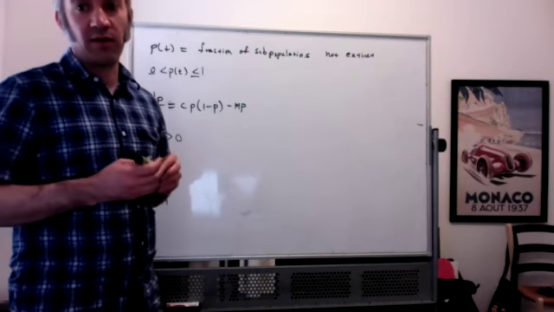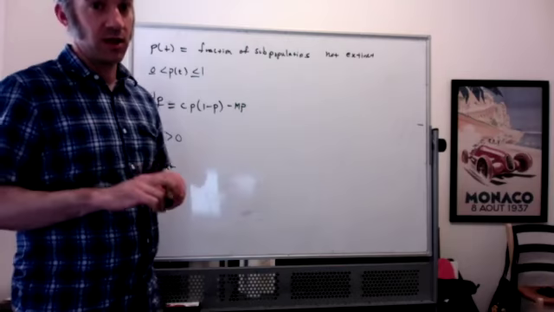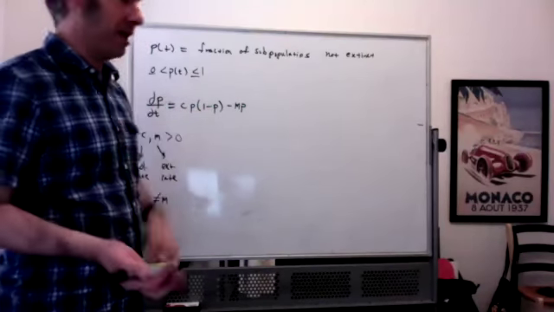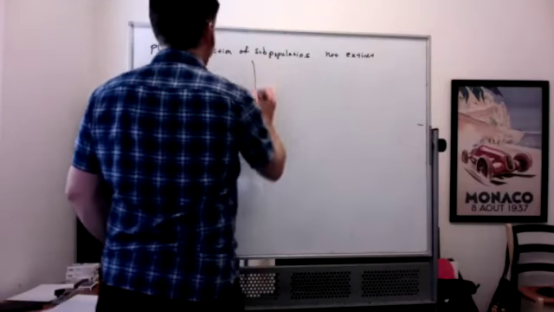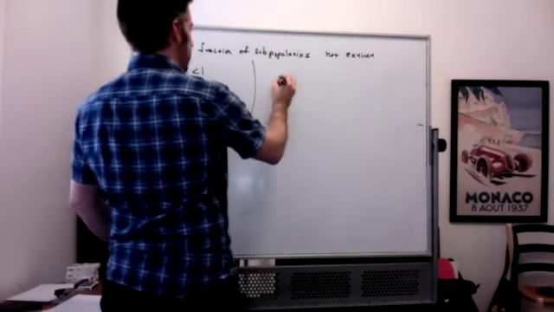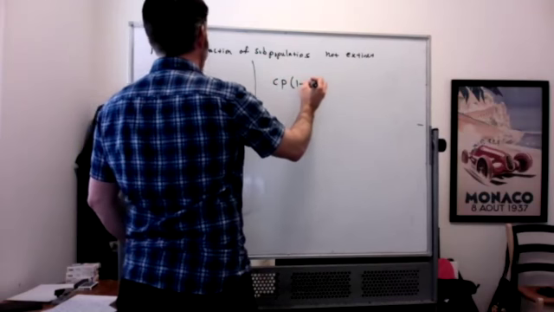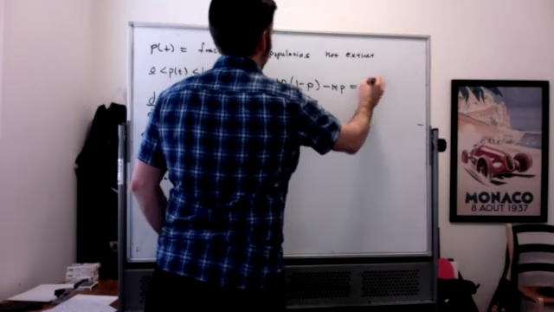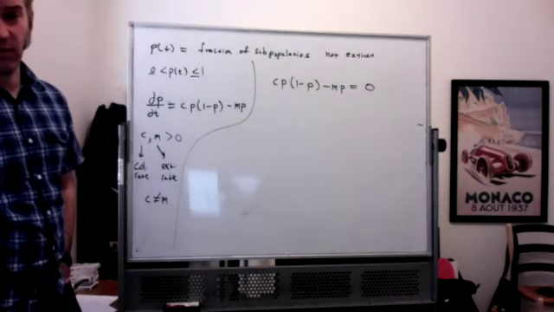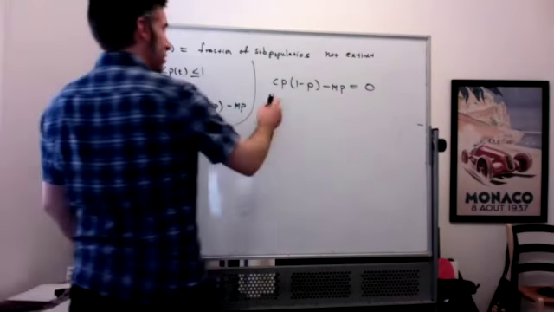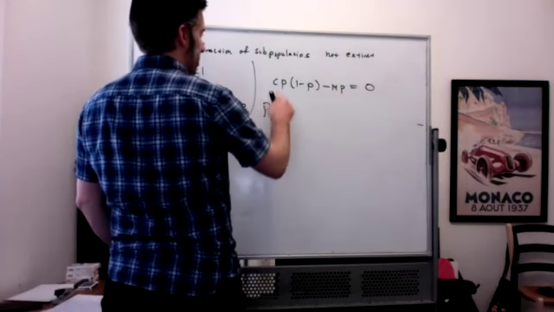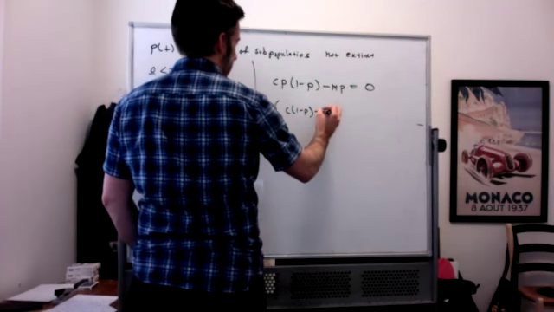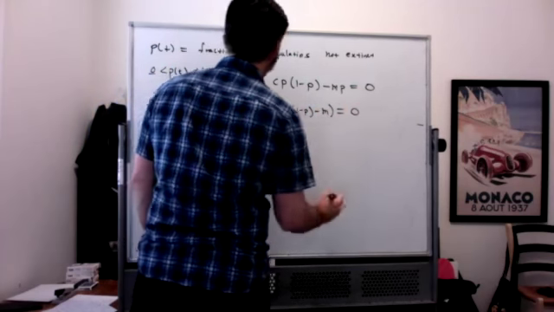What are the equilibria of this model in terms of the constants? So we want to set this equal to 0 and solve for P in terms of C and M. In terms of the constants means our answer is going to have C and M in it. I see that I can factor out a P from both of these. So P times C times 1 minus P minus M equals 0.